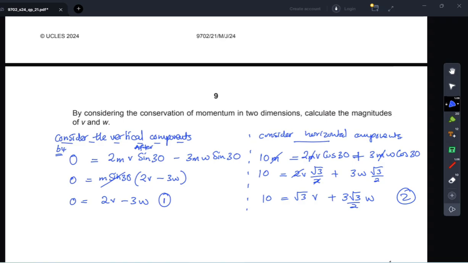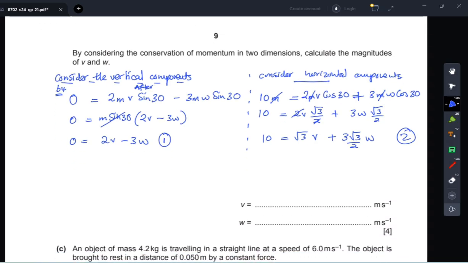Right, this is equation number 2. Okay, so now from here I'm sure we can see that we are solving simultaneous equations, right? Let's check from the side. We can say that from equation 1 we can make maybe v or w the subject of the formula. So 2v is equal to 3w divided by 2, so v is equal to 3w over 2. So let's come to that one and substitute this into that.